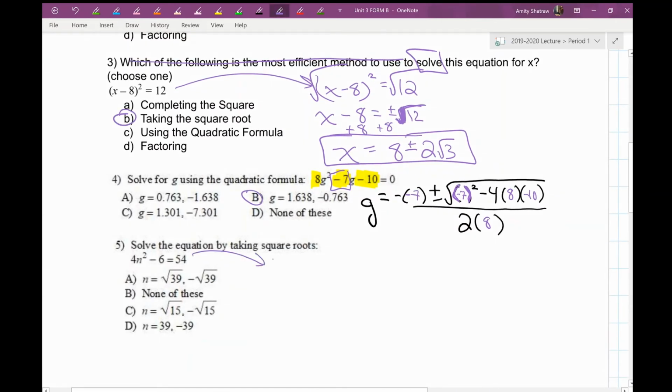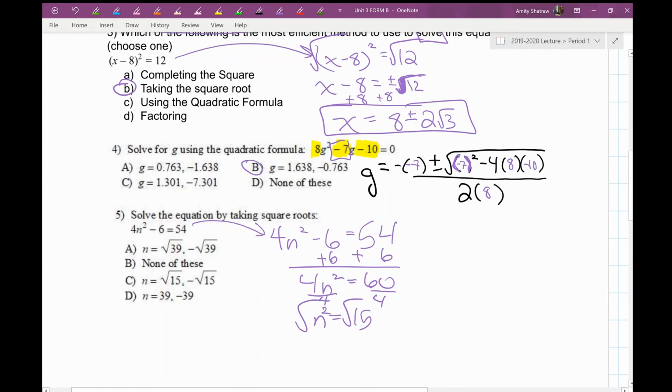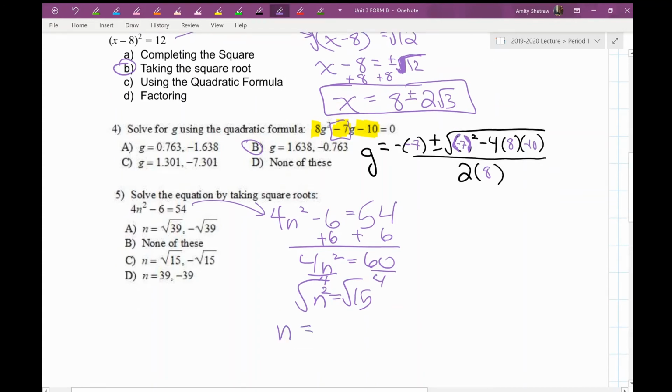This one, I'm going to say 4n squared minus 6 equals 54. I'm going to add 6 to both sides, and I have 4n squared equals 60. I'm going to divide by 4, and n squared equals 15. You take the square root of it, and you get n equals positive and negative square root of 15, which is this answer. Flippy flippy to the other side.